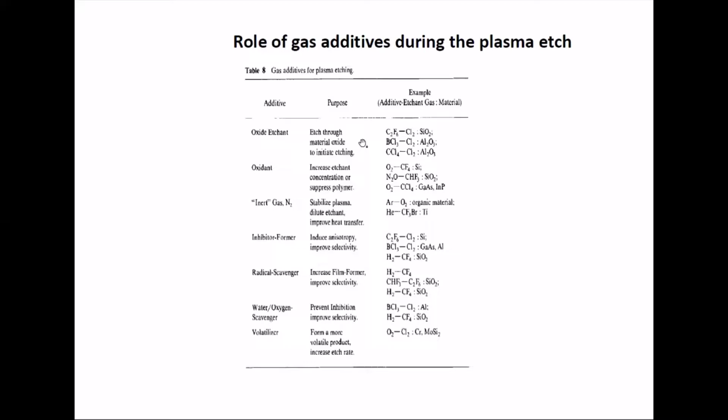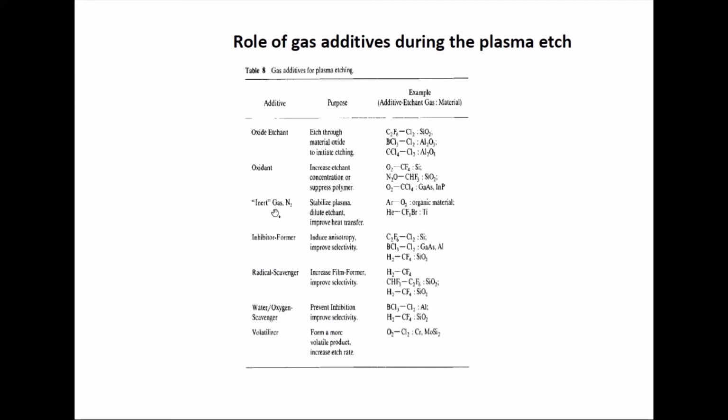So the additive here is an oxide etchant. You want to etch silicon oxide, basically you can etch with chlorine. But for this material you use C2F6 to break through the oxide, because silicon forms a silicon oxide. So you break through the silicon oxide. Same example with aluminum oxide. You use BCl3 to break the oxide, and then you etch your material in the reaction cells. So another one is oxidant. So you add oxygen. This suppresses the polymer formation due to fluorocarbons.